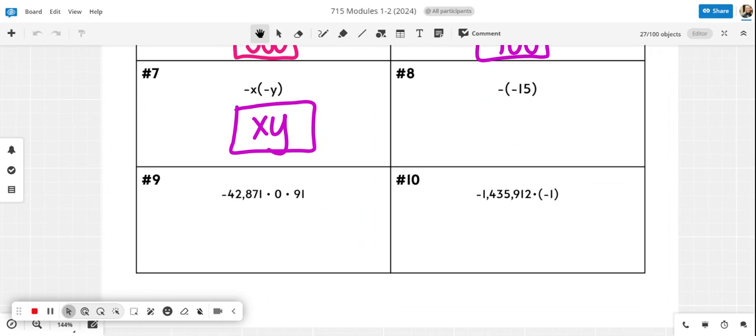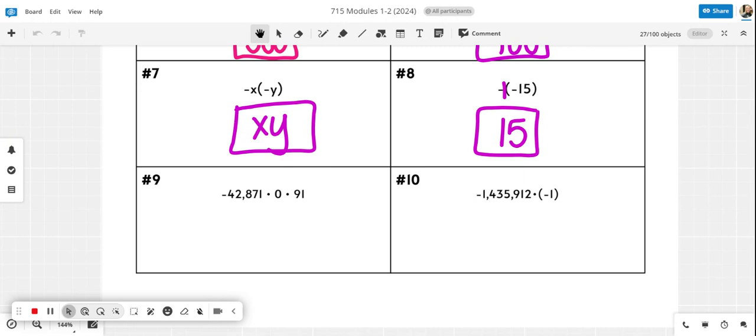All we can do. Number 8. I see 2 negatives, but there's only one number. So think about what invisible number may be there. Hopefully you're thinking about that invisible 1. So now you're just thinking about negative 1 times negative 15. Negative times negative is a positive. 1 times any number is that number.